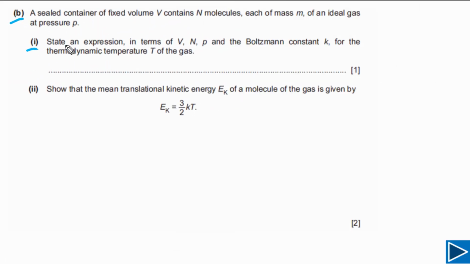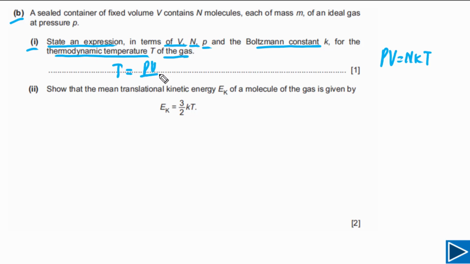For part B, one question is asking us to state an expression in terms of V, N, P and Boltzmann constant k for thermodynamic temperature of the gas. So this is quite straightforward one. PV is equal to NkT. We need to write down expression in terms of PV, N and k for temperature. So simply we can say in this case T is equal to PV over Nk. So this is what we need to write down, and this question has 1 mark. So if you have written this one, you will get 1 mark, and this is B mark, meaning your answer has to be in this form.